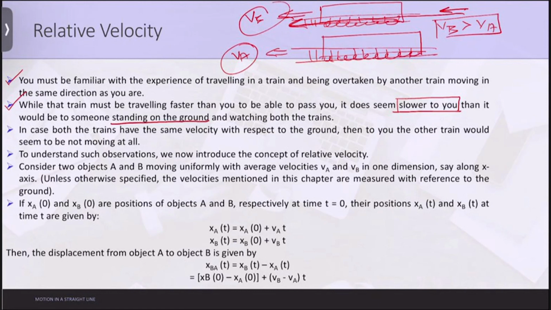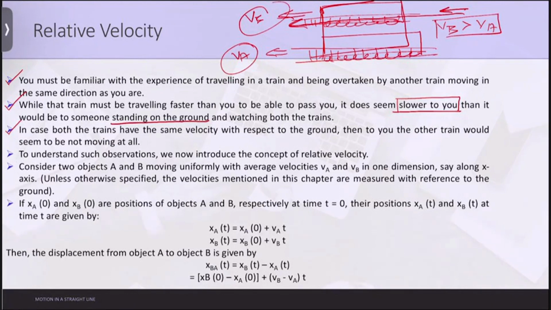So in case both the trains have the same velocity with respect to the ground, then to you the other train would seem to be not moving at all. Quite evident. You would have observed this also. If both are going at the same velocity, then it would have occurred. Let us see, we are not looking at the ground. If we are looking window to window, it looks like both the trains are at rest.